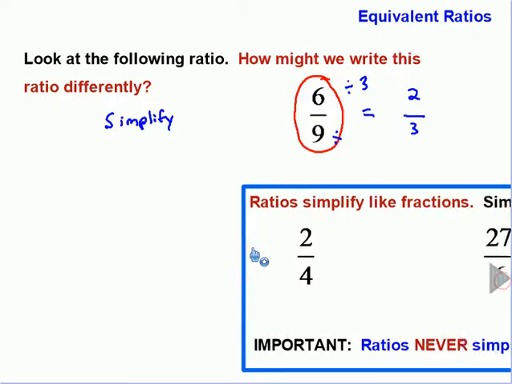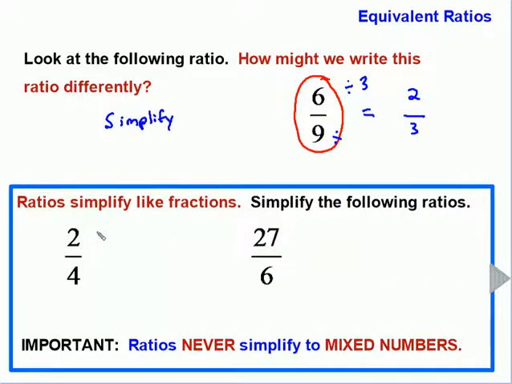Let's try to pull that out again. 2/4 can be divided by 2 on the top and 2 on the bottom. So if we take 2/4 and divide it by 2 on the top and 2 on the bottom, what do we get? We get 2 divided by 2 is 1. 4 divided by 2 is 2. We get 1/2. So our answer is 1/2.